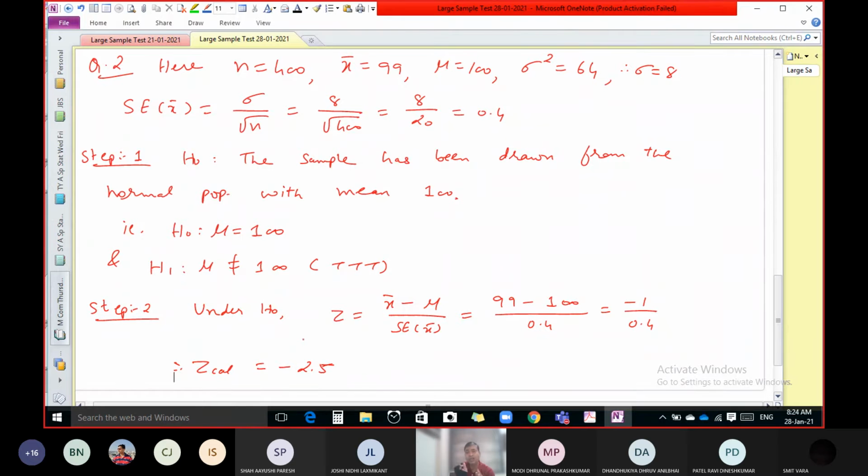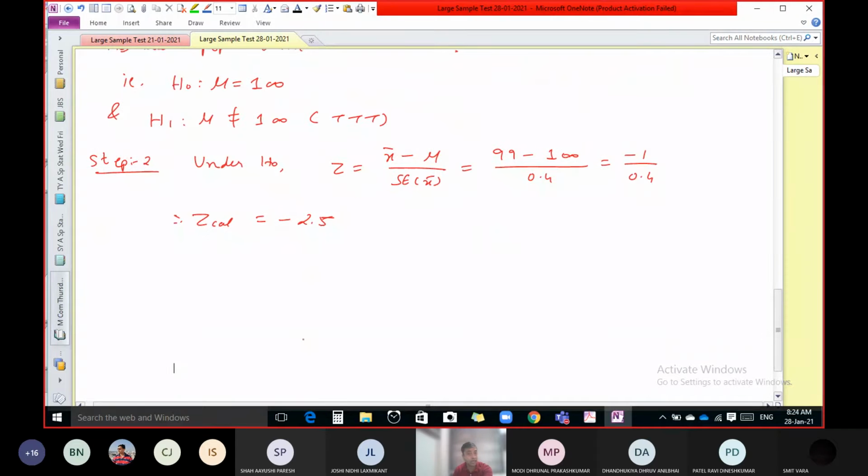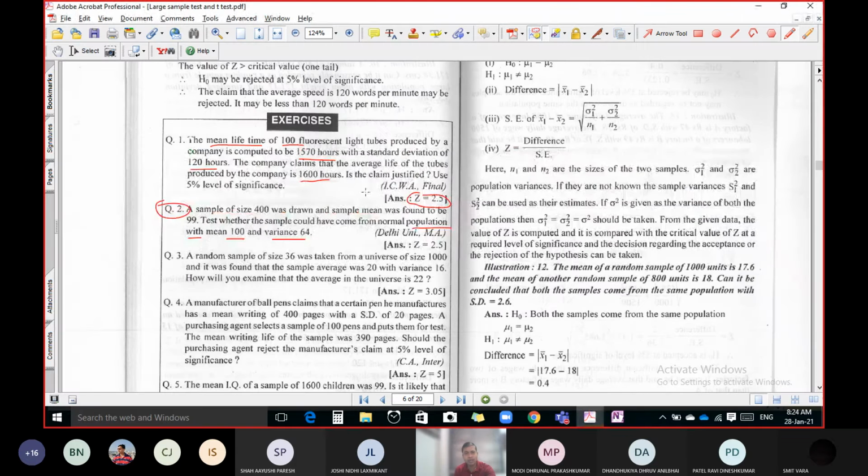So we have the same value. Even though the difference looks very small, 1. Previously the difference is 30, here it is 1. But our value of zcal remains the same. That is possible because of sigma and n. So that is the end of step 2. Step 3. In this question, nothing is mentioned about level of significance.